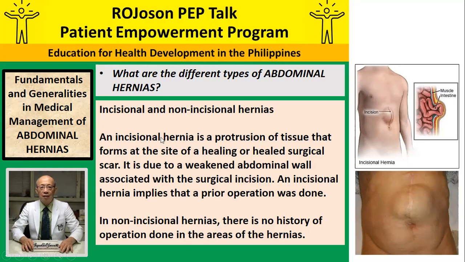Incisional hernias, there was an operation. Non-incisional hernias, no operation. So this one shows the scar, and then there's a bulging here. So right away, it implies that this is an incisional hernia. If there is no scar here, we don't call it an incisional hernia, but a non-incisional hernia.